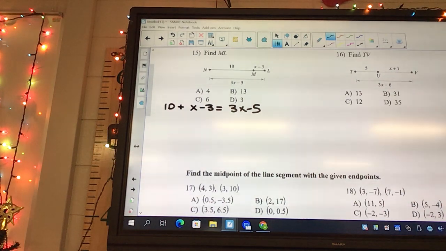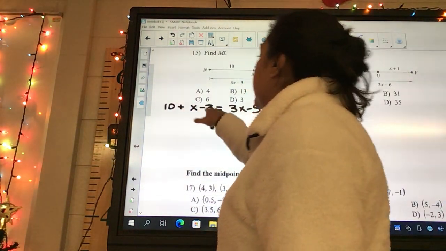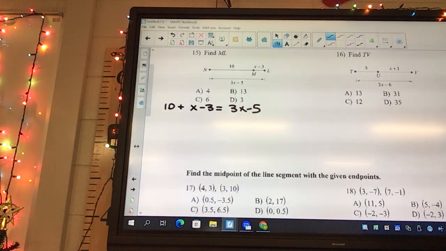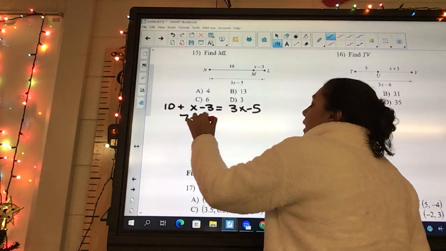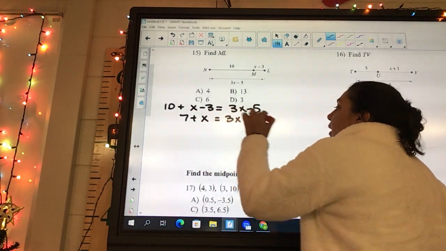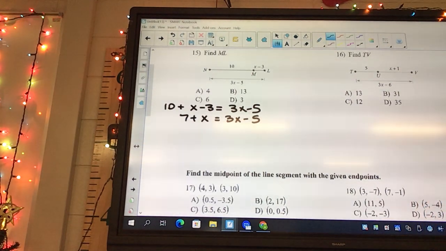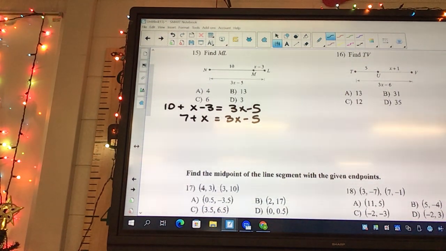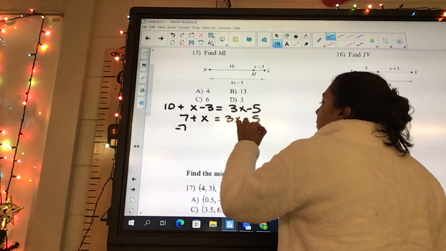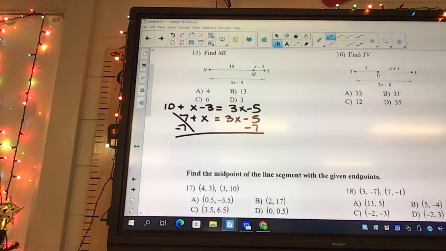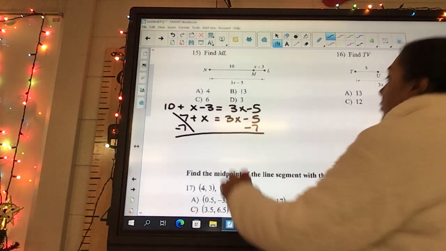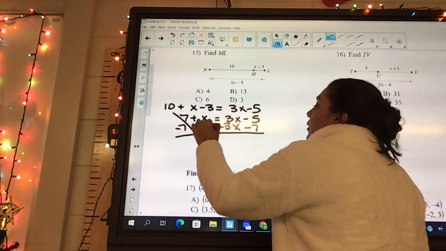Okay, so when we're doing this, we can combine our like terms. So a 10 plus a negative 3 is what? 10 plus negative 3. 7 plus x equals 3x minus 5. Okay, and then we need to move the letters to the left and the numbers to the right. So what needs moved? The 7 does need moved. Okay, and then the x needs moved. Negative x. Minus 3x.